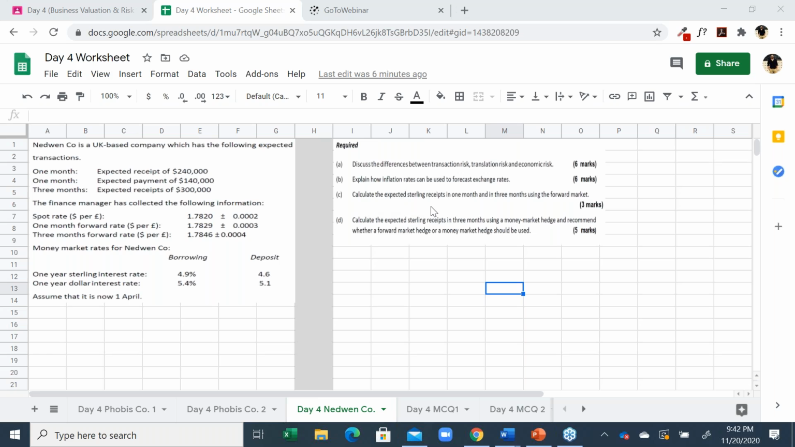Calculate the expected sterling receipts in 1 month and in 3 months using the forward market. So I'm just going to do that working for you. So it says that calculate the expected sterling receipts in 1 month. Rida, in part B, it's just a straightforward theory question. My handouts does have the explanation of purchasing power parity theory, and it is just asking about that theory. That's it.